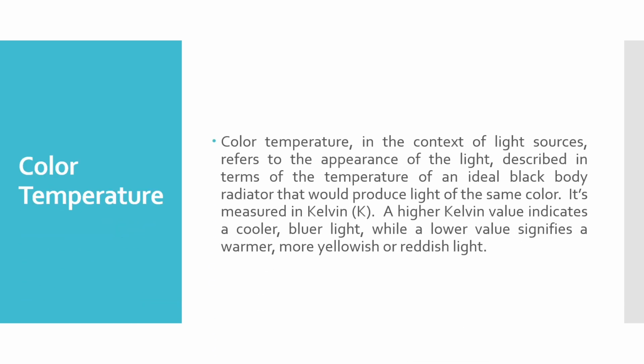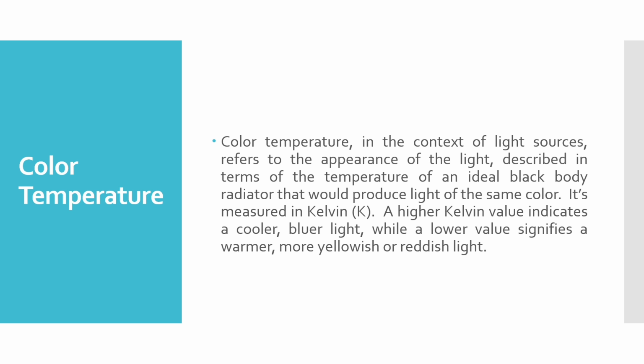Color temperature, in the context of light sources, refers to the appearance of the light described in terms of the temperature of an ideal black body radiator that would produce light of the same color. It is measured in Kelvin. A higher Kelvin value indicates a cooler, bluer light, while a lower value signifies a warmer, more yellowish or reddish light.